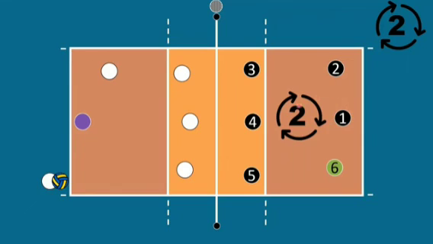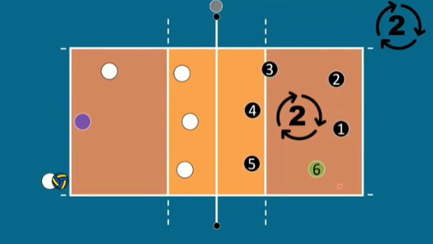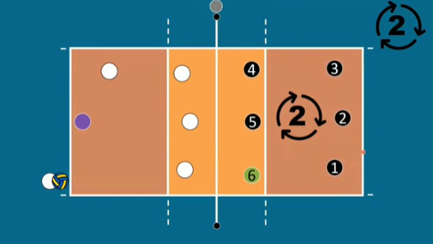But we only rotate when the serve changes. So if we keep on winning the points, then we don't need to move our players. Only when we lose a point and then again we win the point, then we need to rotate. Here in rotation 2, everyone moves 1 position in the clockwise direction.